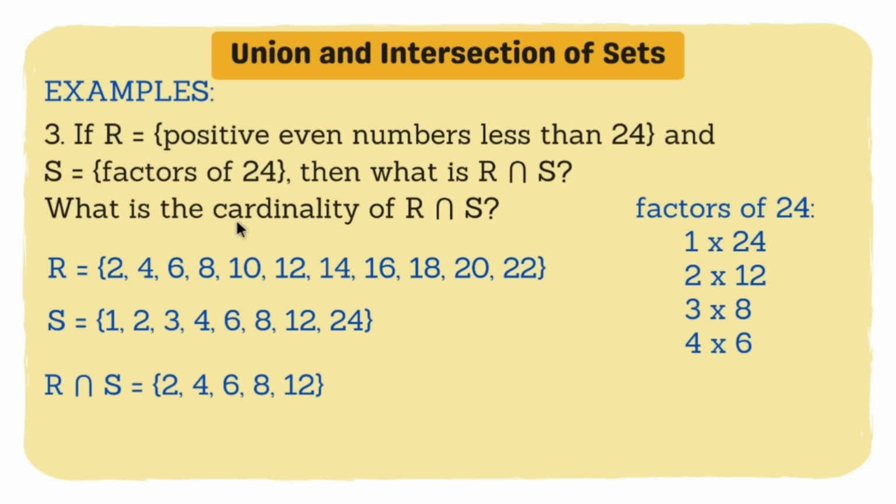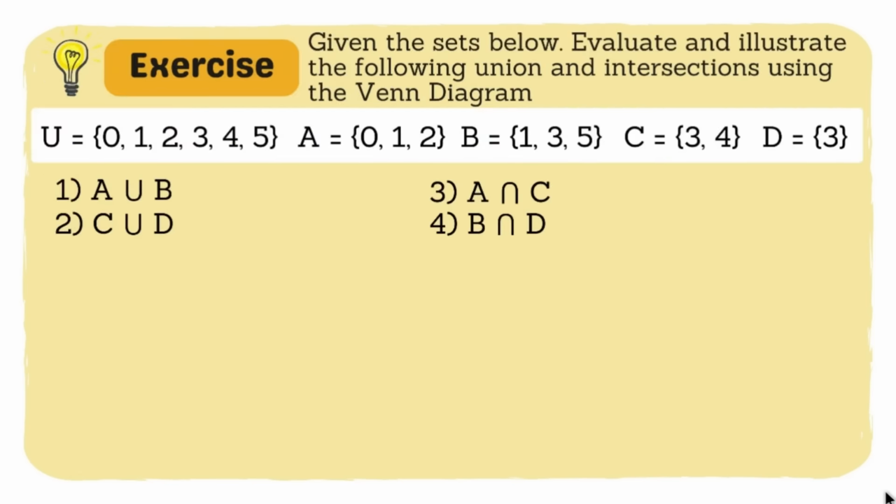Next, what is the cardinality of R intersection S? Okay, if you were going to recall, cardinality is just the number of elements in a set. Bibilangin lang po natin kung ilan yung elements. So here we have 1, 2, 3, 4, 5. Therefore, the cardinality is 5. Okay, that's how you answer this type of problem.